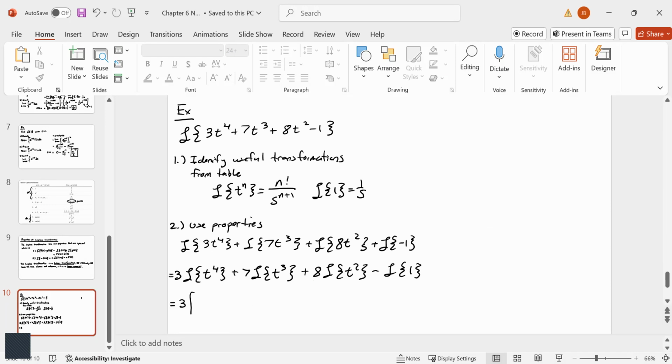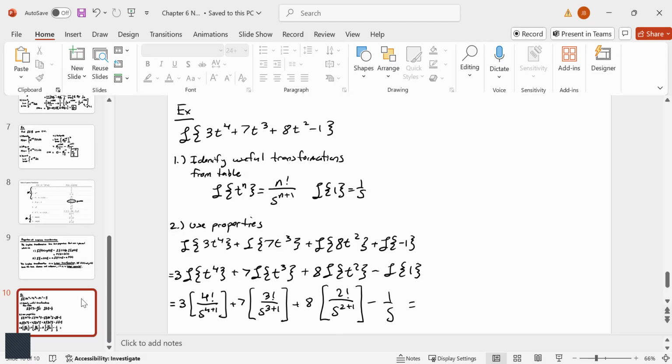3 t to the fourth power becomes 4 exclamation point over s to the 4 plus 1, plus 7 times 3 exclamation point over s to the 3 plus 1, plus 8 times 2 exclamation point over s to the 2 plus 1, and then minus 1 over s. And that's the answer. We can simplify this if we desire to.